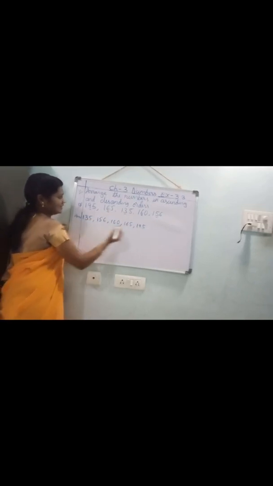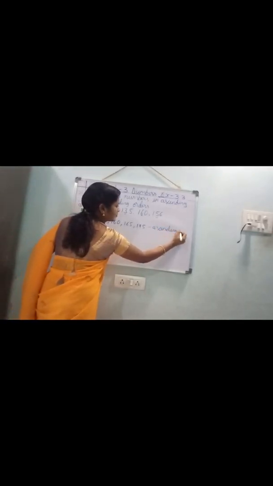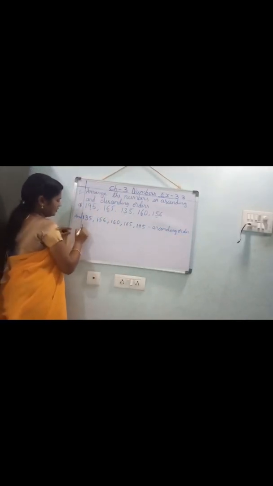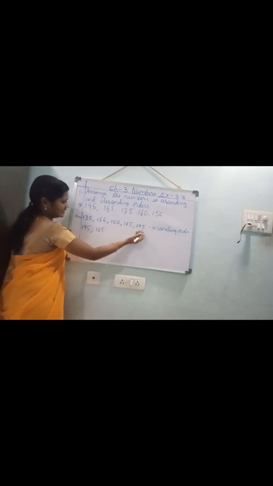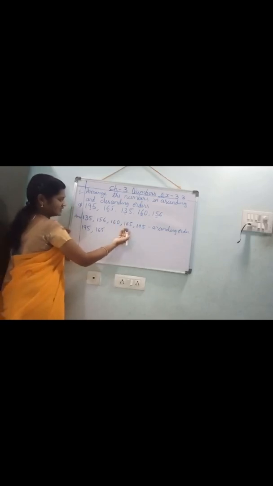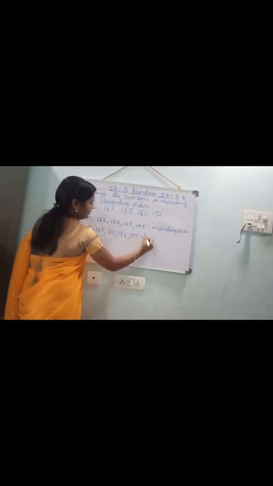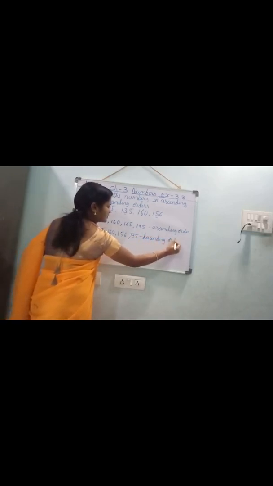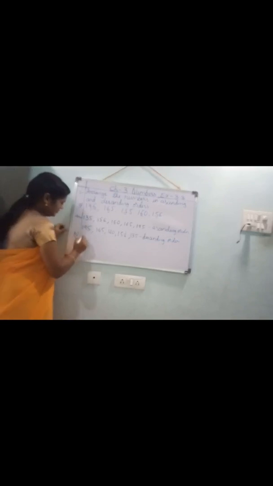Now, descending. This is called ascending order. Okay, ascending order this. Now, descending order: greatest number to smallest number. See, the greatest number is 195. After that, 165. After that, 160. After that, 156. After that, 135. This is called descending order. Understood, children? What I am saying? See, one more example.